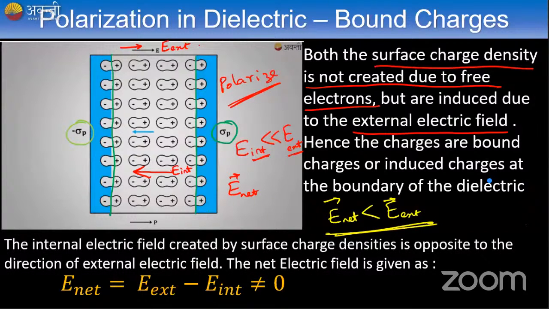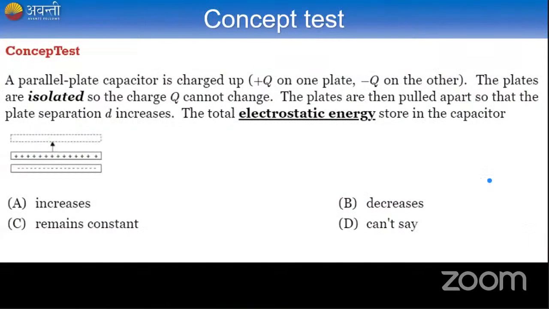Yes, exactly, Jyoti. So we'll go to the question, guys, quickly. Please try to check this question. I think in our previous class, we had checked the opposite of this question. A parallel plate capacitor is charged up to positive Q on one plate. Say this is my positive Q plate and minus Q on the other. The plates are isolated so that charge cannot change. The plates are then pulled apart.